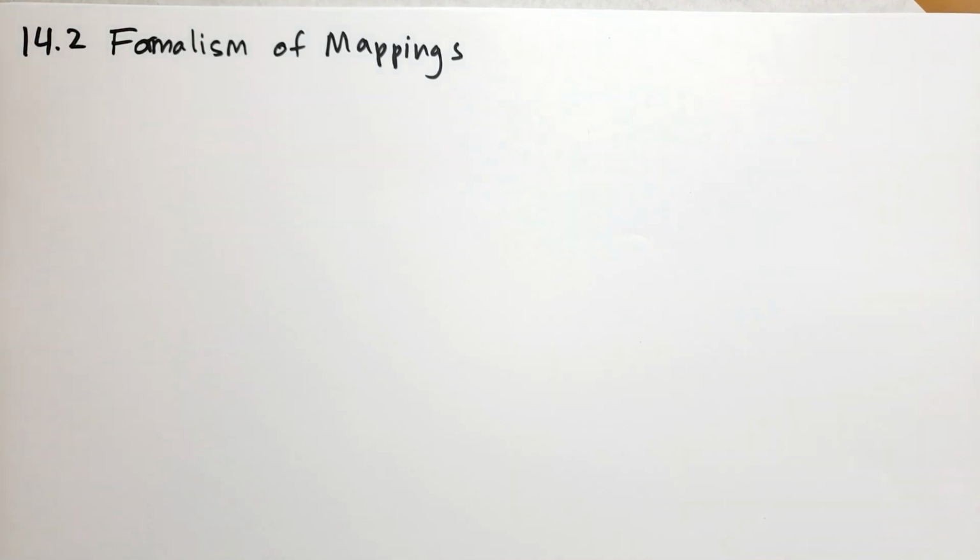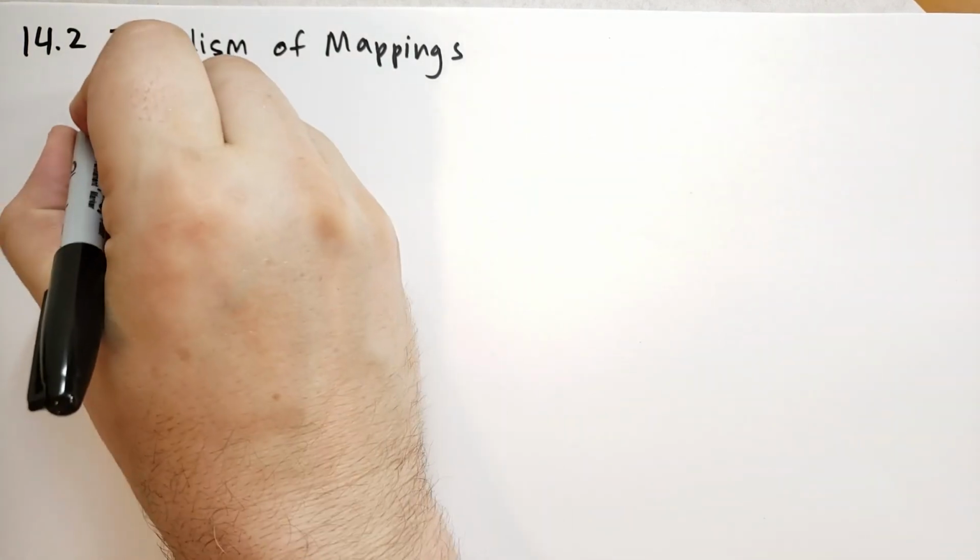Hello, welcome back. This is section 14.2 of Serge Lang's Basic Mathematics. And here we're going to go over some formalisms of mapping. So we're going to start looking at what we can do with these mappings. We've already looked at some concepts in different sections of this book. And so here we're going to start with the identity mapping.